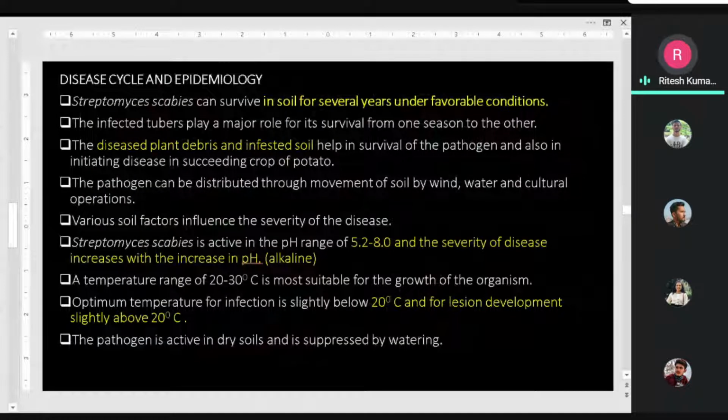So about the disease cycle of common scab. They are soil-borne, gram-positive bacteria. They can survive for numerous years. They are favored by dry and alkaline soil conditions. So Streptomyces scabies is favored by dry and alkaline soil conditions, while Spongospora subterranea is favored by wet and acidic conditions. You should remember that. So Streptomyces can easily survive saprophytically.